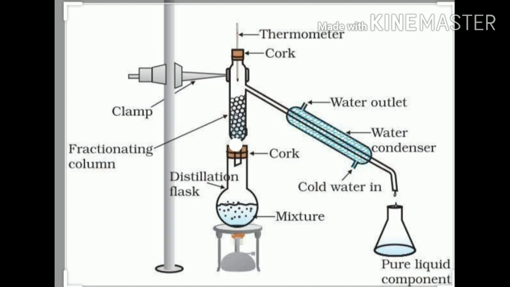But when the temperature is maintained at 70 degrees Celsius, which is the boiling point of alcohol, alcohol will vaporize and the vapors will pass through the condenser. It will pass through the inner tube of the condenser, where it will cool with the flowing water and condense, and it is collected in the beaker kept below the condenser. So alcohol can be separated from the water. Water will be left behind.